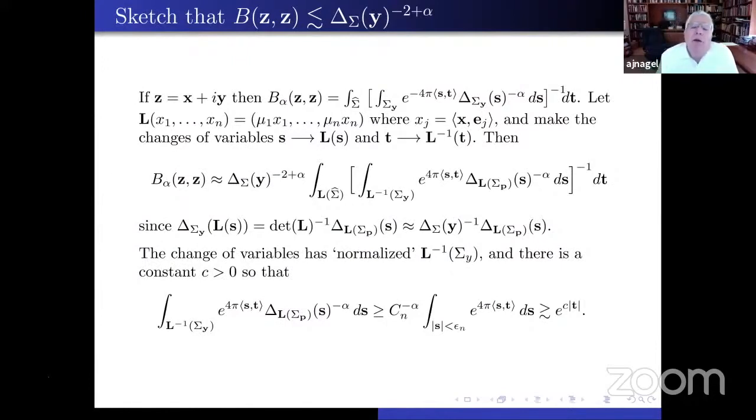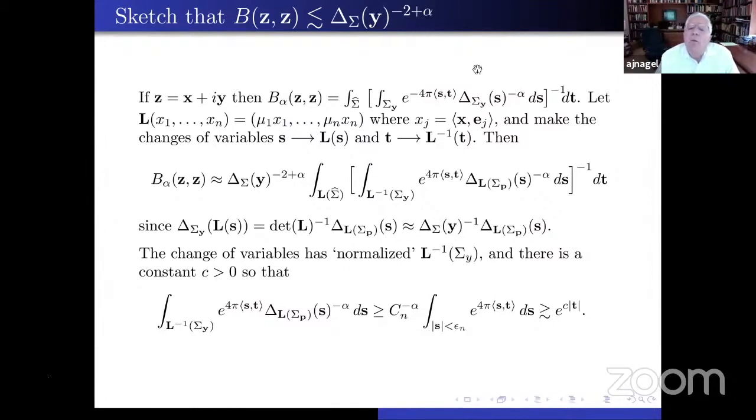Okay, let me say a brief word about where this comes from. Let's write down what the Bergman kernel on the diagonal is. On the diagonal, there's no oscillation anymore, so one simply has this integral. And now in this integral, I want to make a change of variables by a certain linear transformation. What I'm going to do is dilate everything by these parameters.